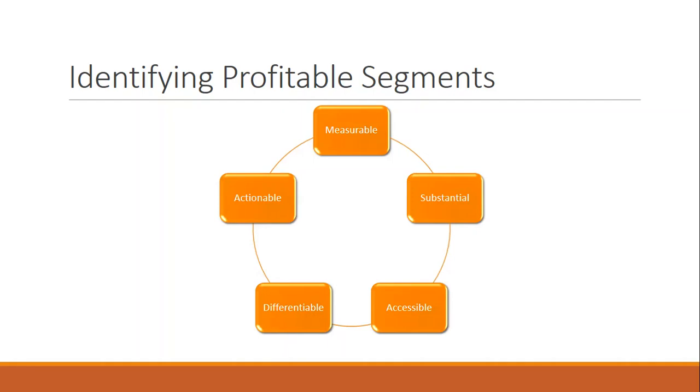Now, what do I mean by those things? Measurable. You need to be able to put an exact number or at least an approximate number onto that segment. So, for example, if I come up with my segment as people who want to be a superhero on the inside secretly, until I can measure that and put an exact number to it, that there are 2 million such people in my territory, that segment doesn't really do anything for me. It doesn't really give me anything.